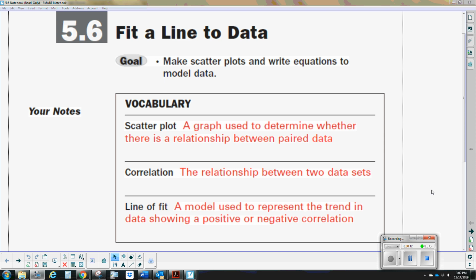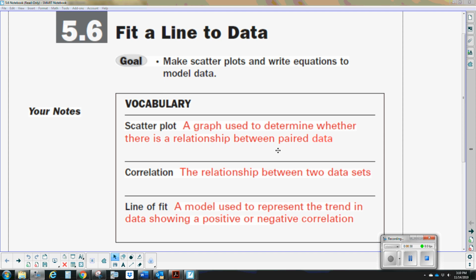And in this lesson 5.6, we're looking at making scatter plots, and we're going to write equations that model the data that we're given. So a scatter plot is a graph, and it's composed of a bunch of different points on there. So it's related to paired data, like an x coordinate and a y coordinate. And we use that just to determine whether or not there's a trend or some kind of relationship between those two data points.